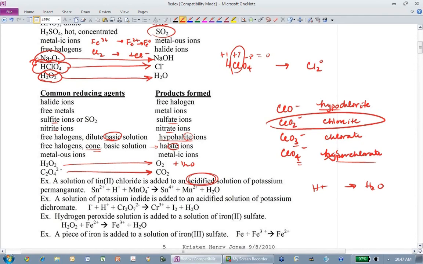And it's a solution of potassium permanganate. So potassium chloride is going to make a soluble salt, so get those spectators out of there. And you were just working with the tin-2 ion, acidify it, the permanganate ion. In an acidic solution, permanganate ion is going to make Mn2+.